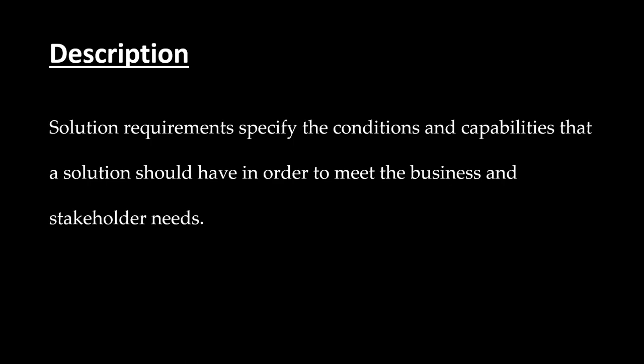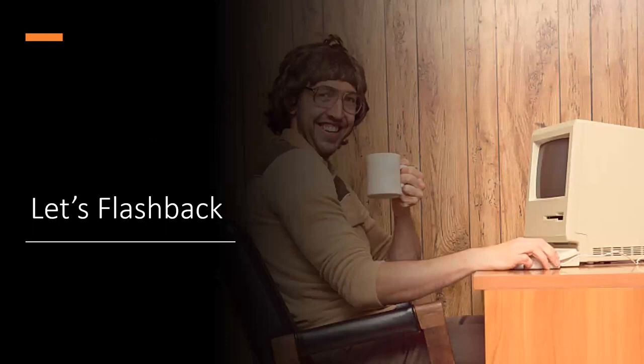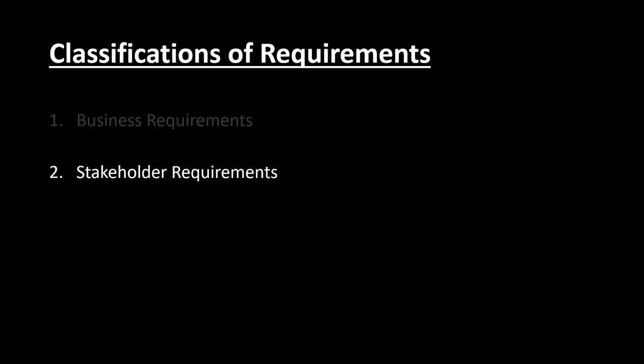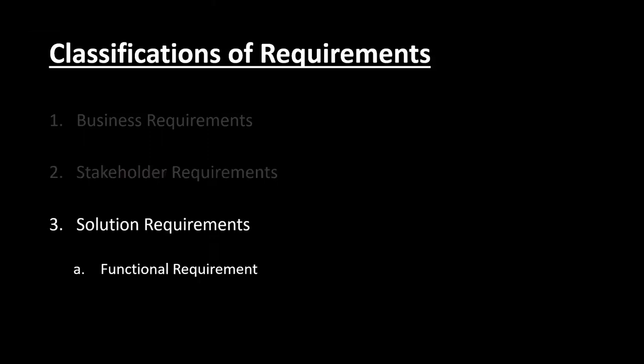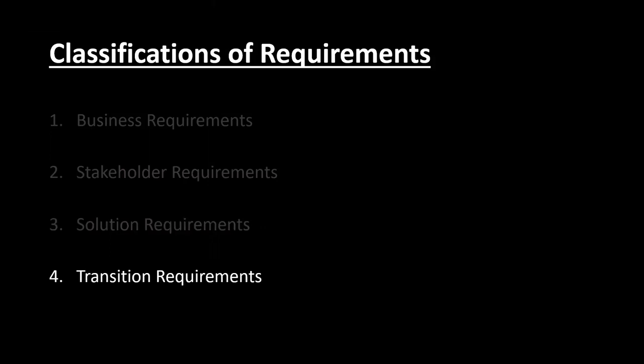Now, if we flash back our mind to what we learned in the very first class in this program, during the introduction to business analysis, we learned that there are four classifications of requirements. Number one is business requirements. Number two is stakeholder requirements. Number three is solution requirements. And we know that solution requirements can be subcategorized into two, which is functional and non-functional requirements. And then number four is transition requirements.